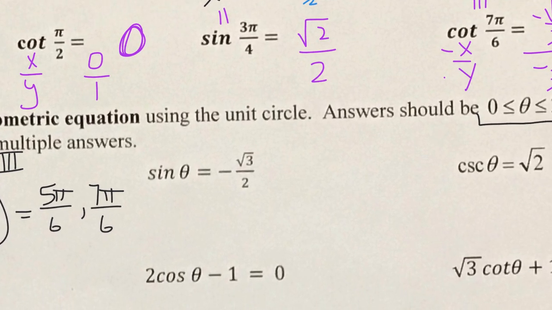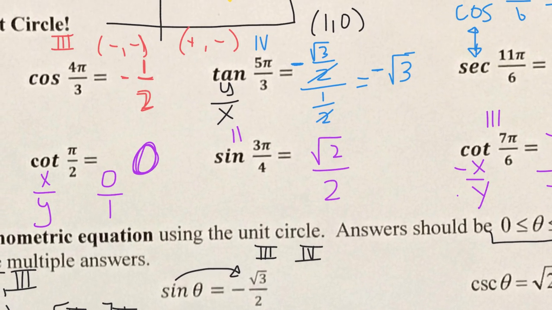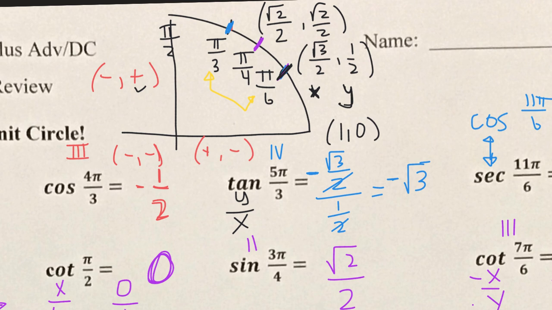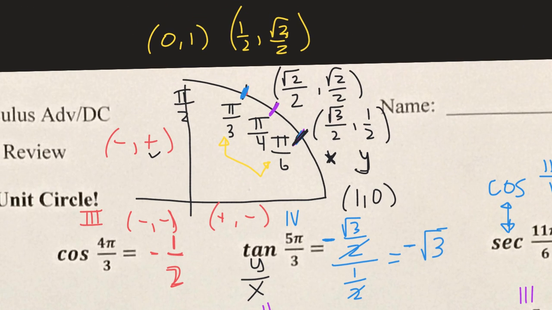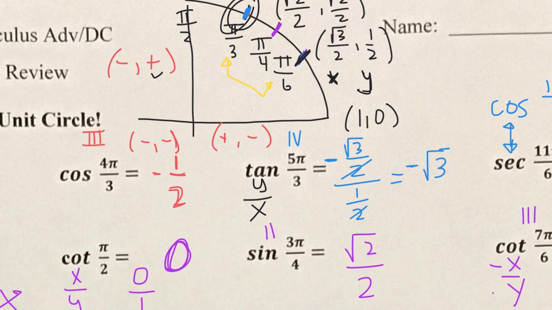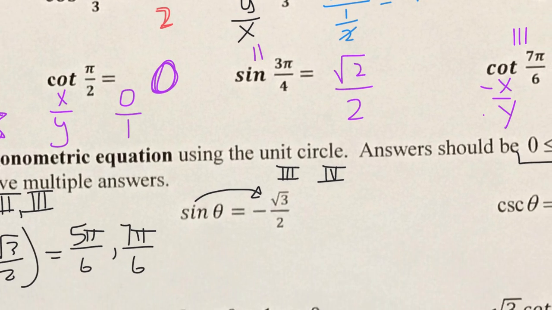Okay, moving on. Where is the sine going to be negative root 3 over 2? So sine is negative in the third quadrant and in the fourth quadrant. So let's see, where are the angles where sine is negative root 3 over 2? Sine is root 3 over 2 here at the pi over 3's. So in the third quadrant, that's going to be, let's see, 4 pi over 3, and 5 pi over 3 is the fourth quadrant angle.